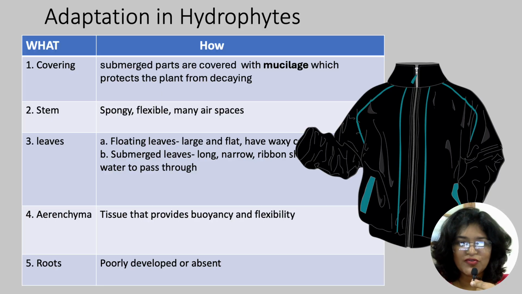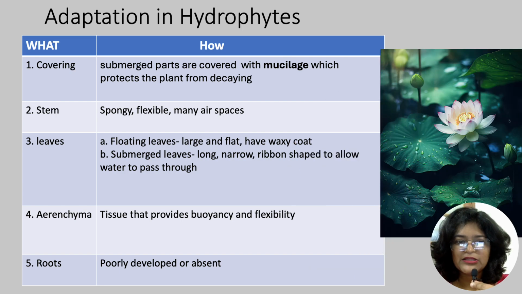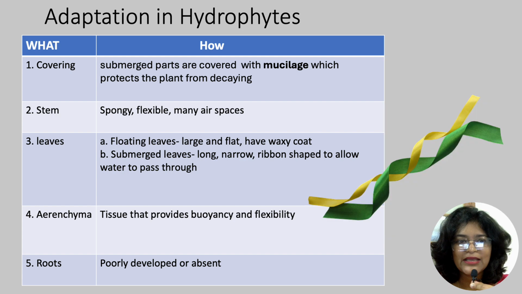Adaptation in hydrophytes. Talking about their covering first. The submerged parts are covered with mucilage, which protects the plant from decaying. The stem is spongy and flexible and has many air spaces. The floating leaves, like in lotus, are large and flat and they have a waxy coat. The submerged leaves are long and narrow, ribbon shaped, to allow water to pass through.